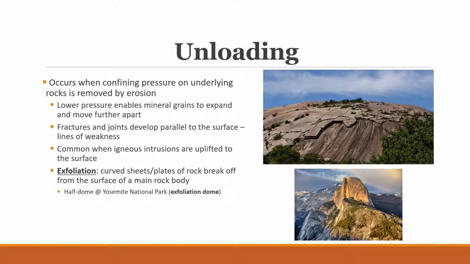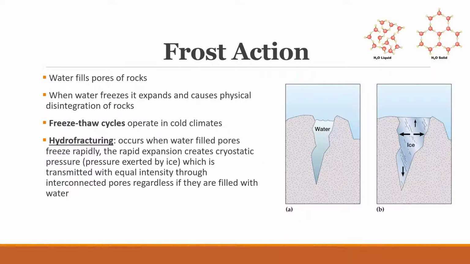Unloading or exfoliation weathering is dominant in Yosemite National Park. And so you'll see these igneous intrusions that have been uplifted to the surface have very rounded surfaces on the rocks, and that's due to this exfoliation weathering. Frost action. It's a very simple idea. If we're looking at water penetrating pores and fractures within rocks, when water freezes, it expands because it's a polar molecule.